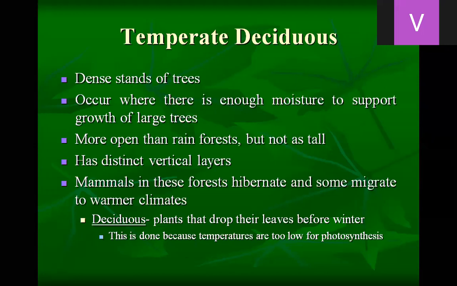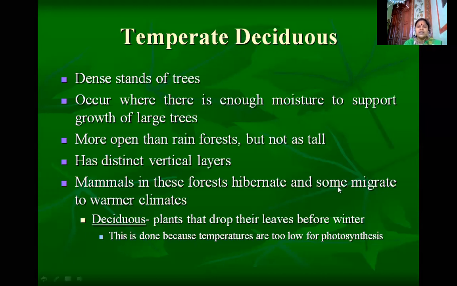What is temperate deciduous forest? We could see dense stands of trees. They occur where there is enough moisture to support growth of large trees, and are more open than rainforest but not as tall. They have distinct vertical layers. Mammals in these forests hibernate.